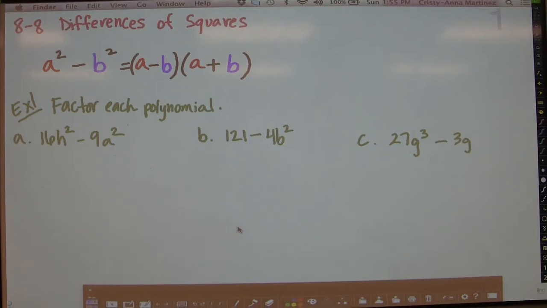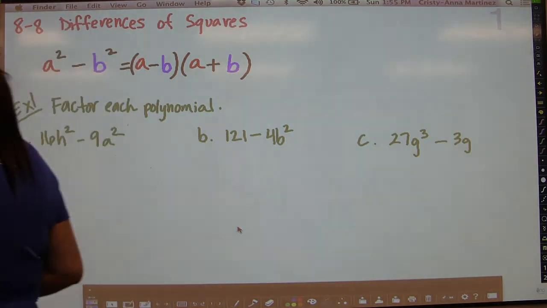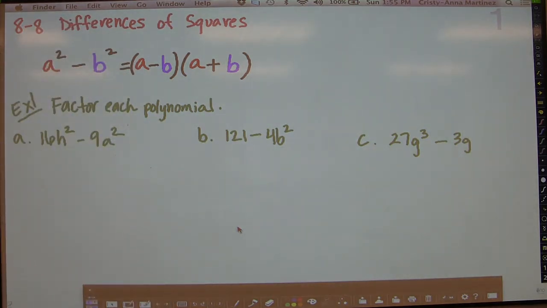Hello there, this is an Algebra 1 video. It is Chapter 8, Section 8, and today we are talking about differences of squares, and we have seen this earlier in the chapter, and so we are now going to basically work backwards.